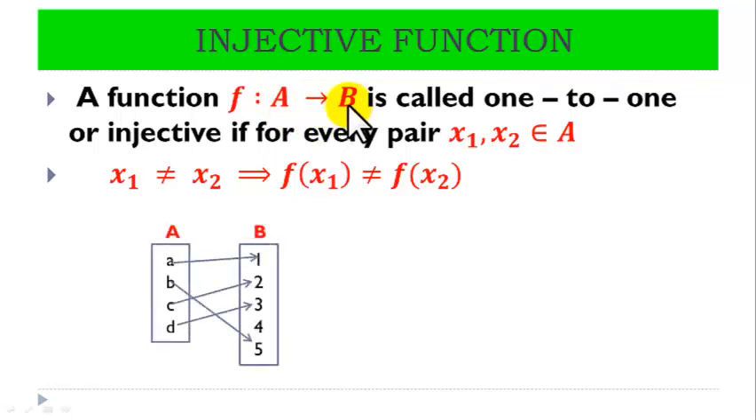This is the illustration. This is set A of elements a, b, c, d, while this is set B of elements 1, 2, 3, 4, and 5. Observe that different elements in A have different images in B.